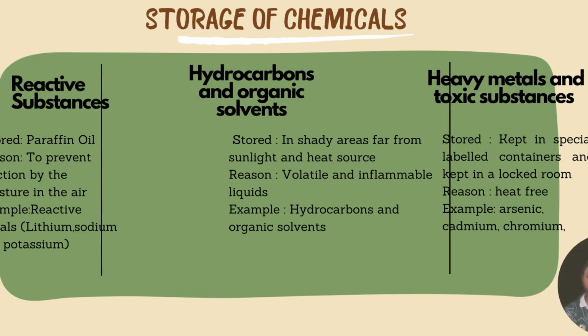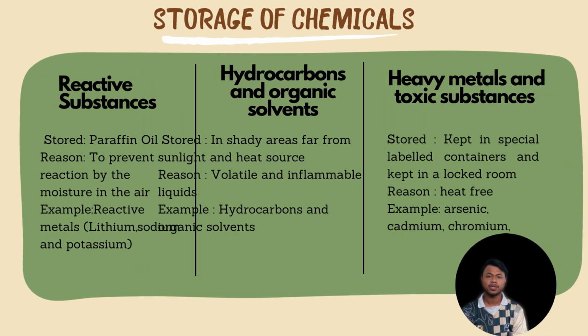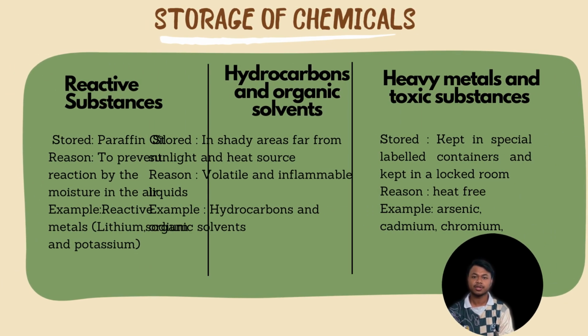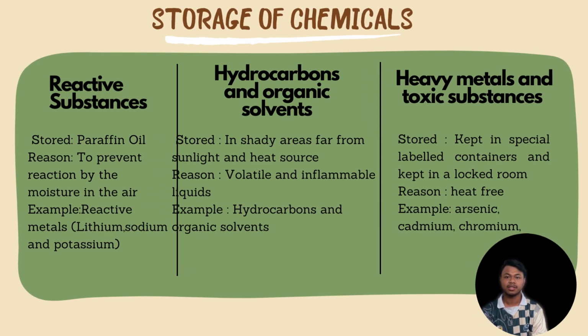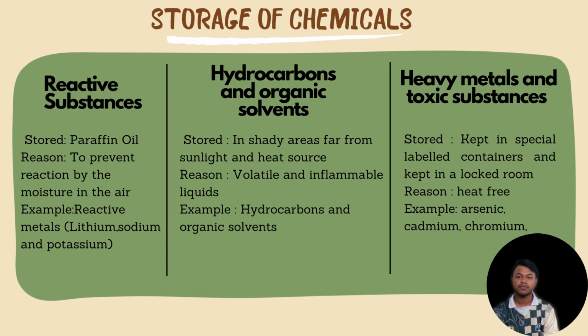Next part is about storage of chemicals. I already provide 3 examples for storage of chemical. Firstly, reactive substance. Reactive metal such as lithium, sodium and potassium are stored in paraffin oil to prevent reaction with the moisture in the air.